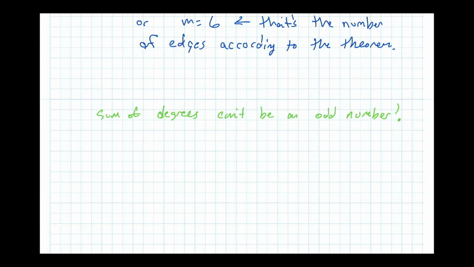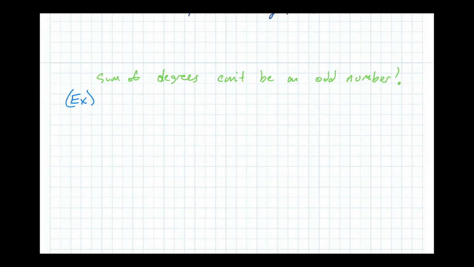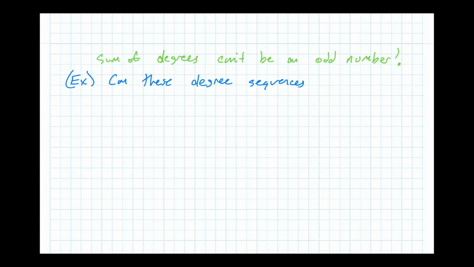So they'll ask you questions like that in the book. They'll say like, can these degree sequences exist as undirected graphs, with multiple edges and loops allowed?